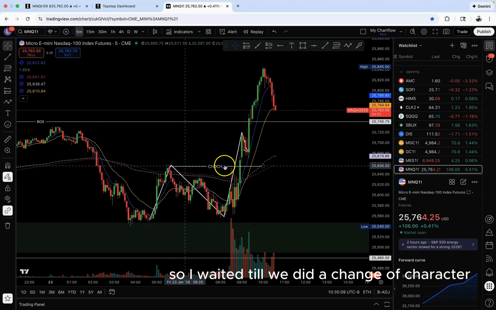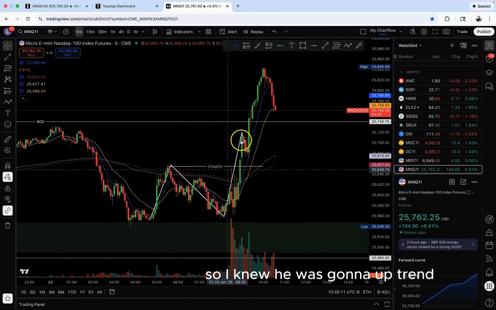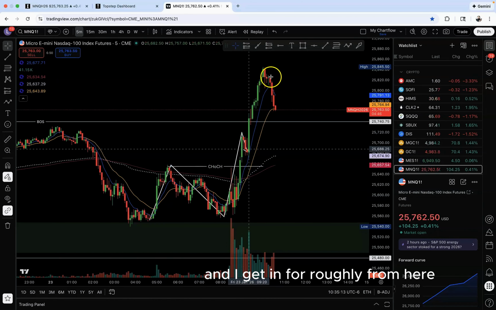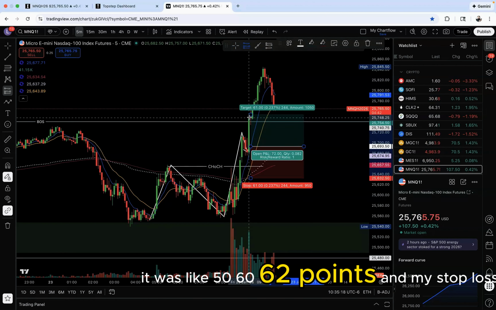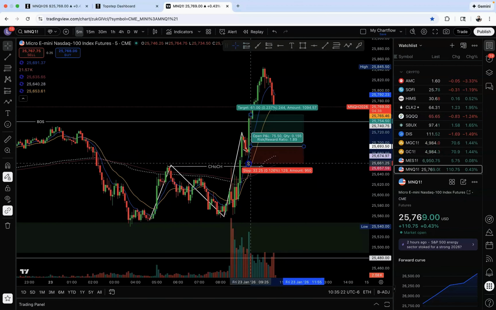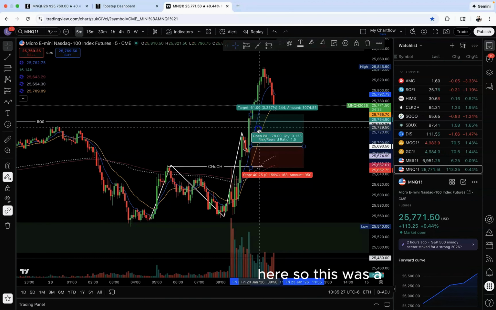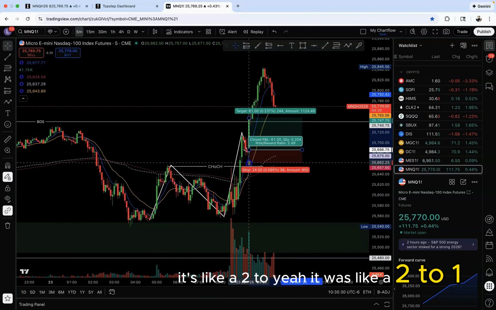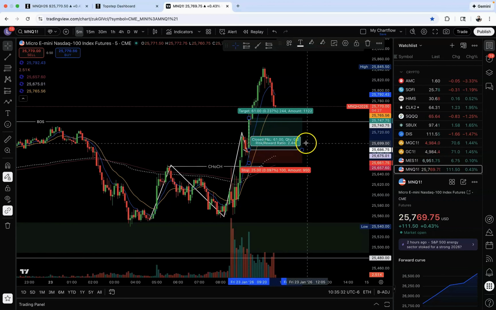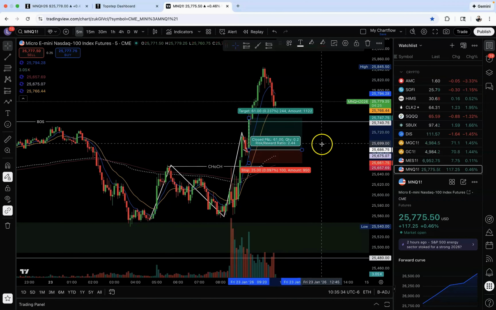So I waited till we did a change of character. So I knew we were going to an uptrend. Then I waited for the pullback and I got in roughly from here. It was like 62 points. And my stop loss was just about here. So this was like a 2-to-1. This is a 2-to-1 trade.